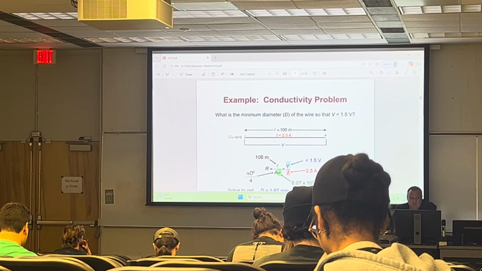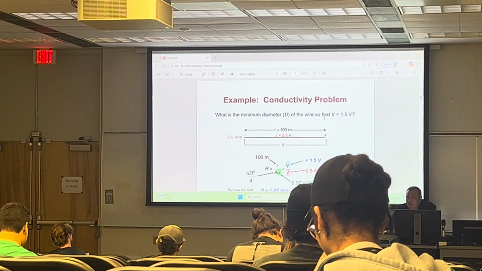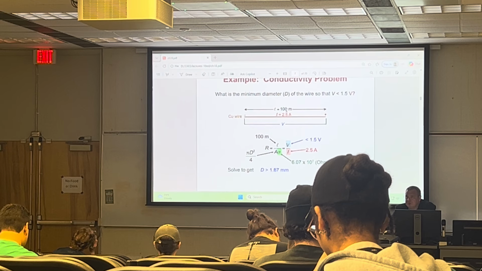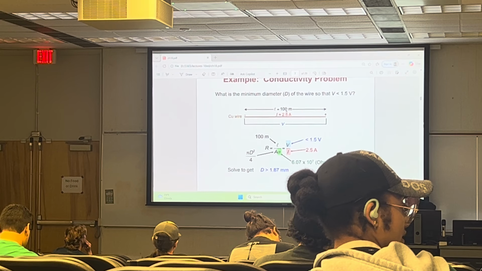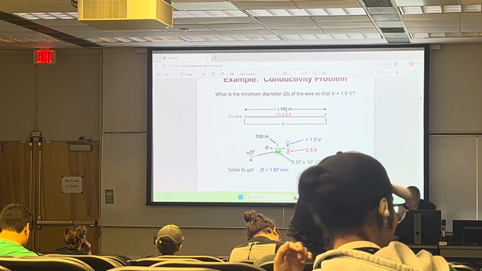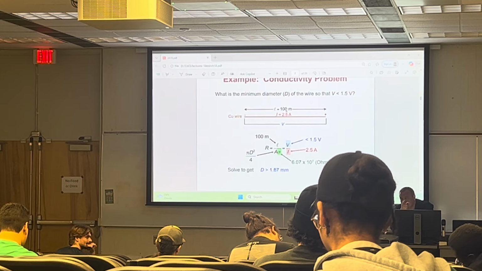Let's continue. Do a conductivity problem. What is the minimum diameter of the wire? This is a copper wire. It's 100 meters long. 100 meters is going to be what? Roughly what? 300 feet? What do you think is the distance from here towards those doors?